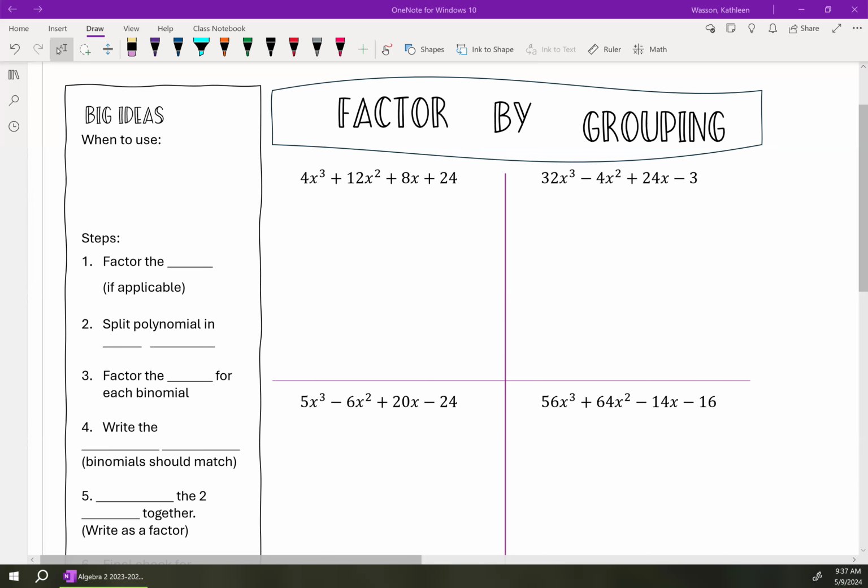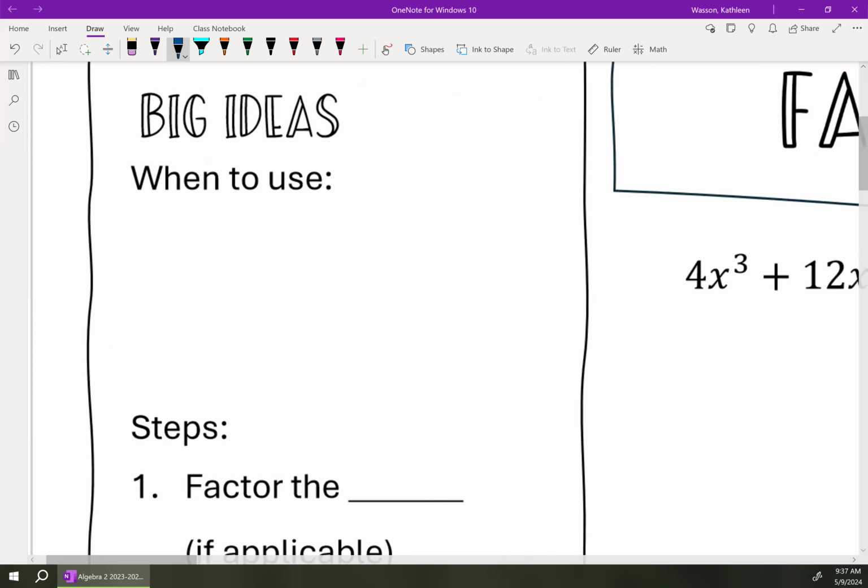I'm going to go over factoring by grouping. Factoring by grouping is useful when you have 3 terms, but it's necessary if you have 4 terms. So I'm just going to use it when you have 4 terms.